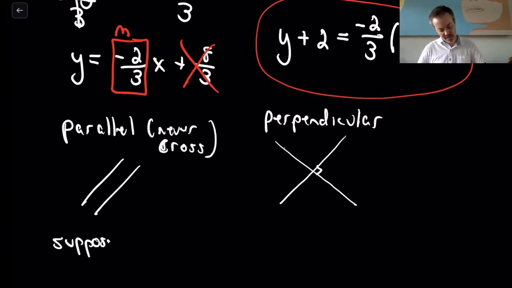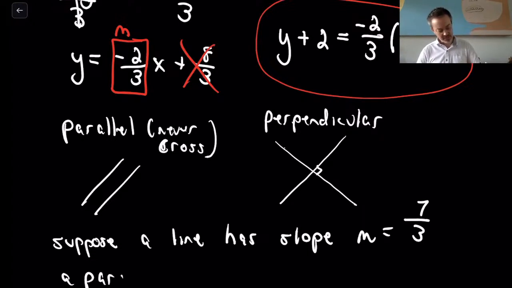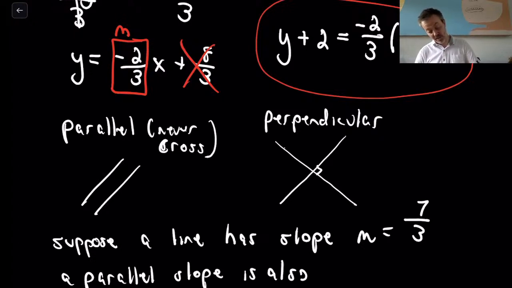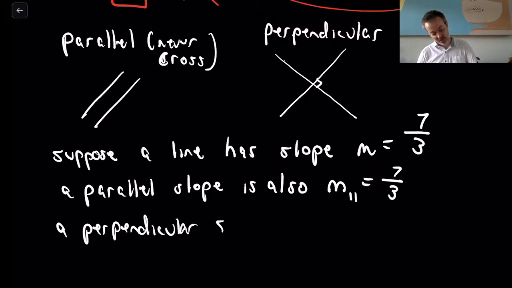Suppose a line has slope m equals 7 over 3. A parallel slope is also going to be, well, sometimes you'll see a little symbol like that. Again, it indicates parallel. The parallel slope would be the same. And if we went perpendicular, exactly, Queen B, a perpendicular slope, we say oftentimes, you can say negative reciprocal.